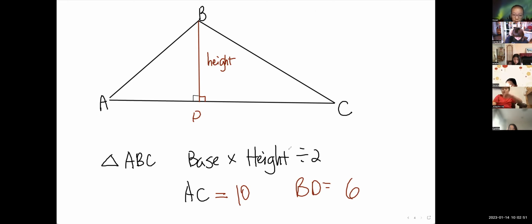Quickly enough. $30. Very good. It's 10 times 6 divided by 2 equals 30. Very good. Okay, so this is the basic one.